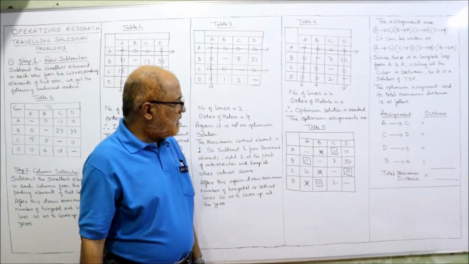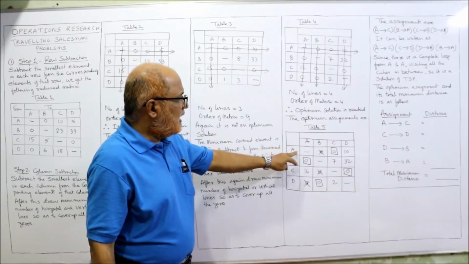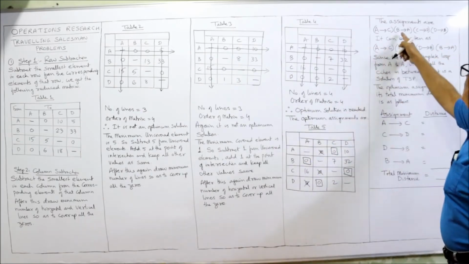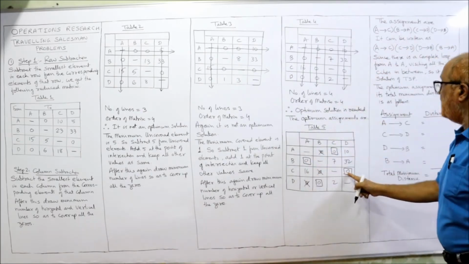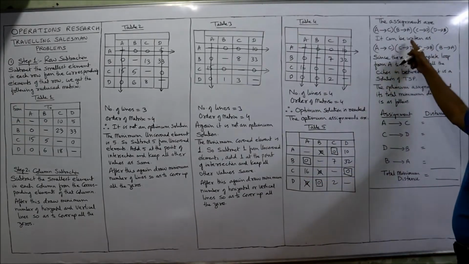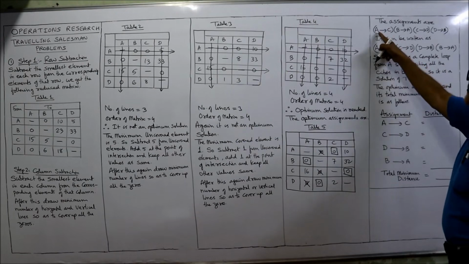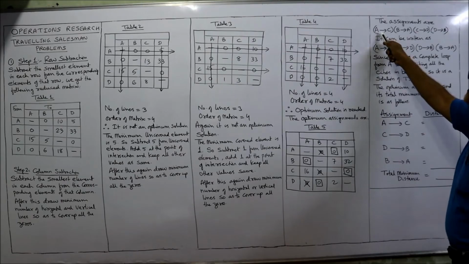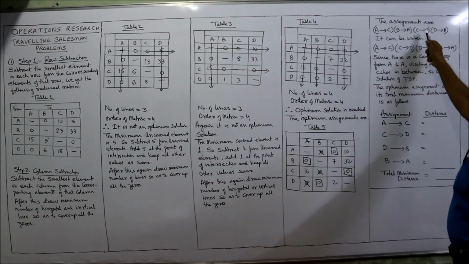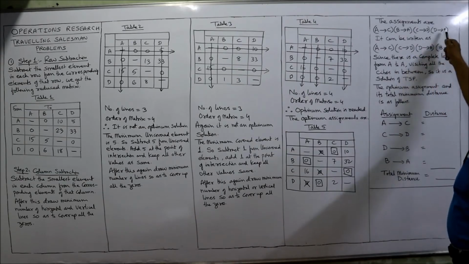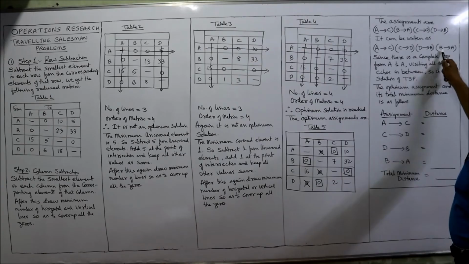Now we make the assignment. How we have given the assignment? A to C. So here you can see A to C. Then B to A. Then C to D. And D to B. So it can be written as A to C, because suppose the traveling salesman is starting from A city, so first he is visiting C city. From C city, he is going to visit D city. From D city, he is going to visit B city. From B city, he is going to come back to A city.